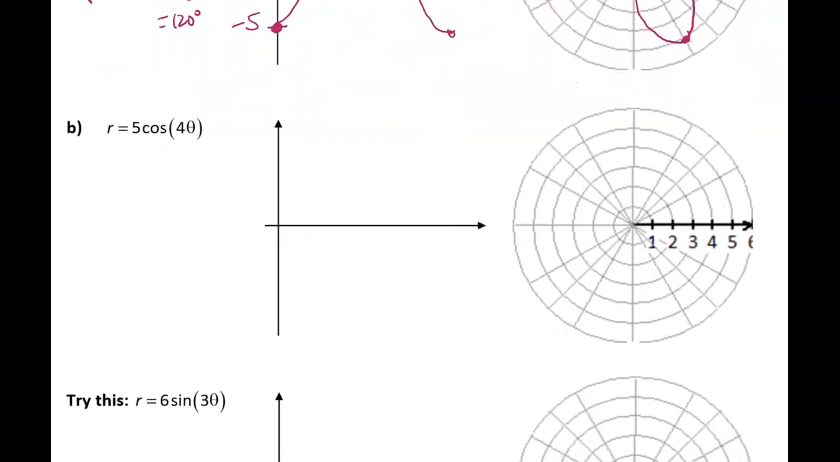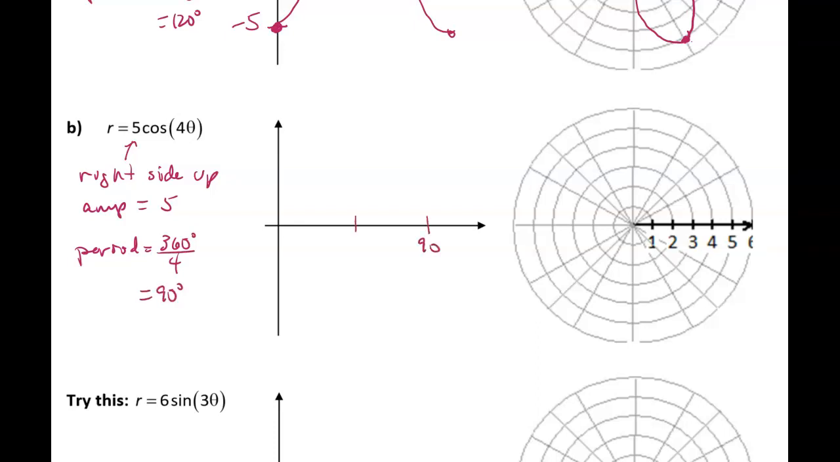r equals 5 times the cosine of 4 times theta. So this will be a right side up cosine graph with an amplitude of 5 and a period equal to 360 divided by 4, or 90 degrees. So it's going to take 90 degrees to make a full cycle.